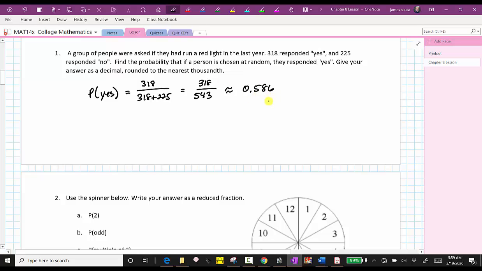Notice the 6 is in the thousandths place value. Now we are done here, but remember as a percentage, this would be equal to 58.6%. A probability can be expressed as a fraction, decimal, or percentage. So just make sure you answer the question correctly based upon what they ask for.